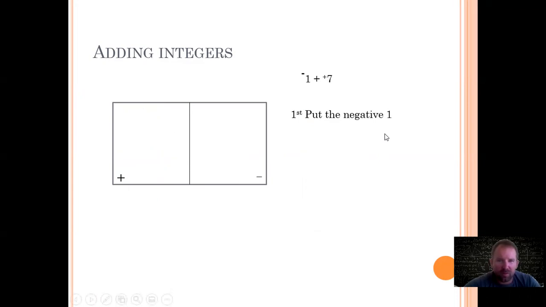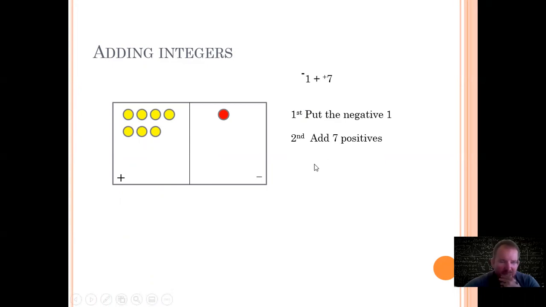I know this is pretty straightforward and easy for the first one, but it's going to get a little more complicated. So what we're going to have here, we're going to have a negative 1 plus a positive 7. So the first thing we're going to do is we're going to put our negative color counter on the right side where our negatives are in our table. Then we're going to go ahead and add 7 positives.